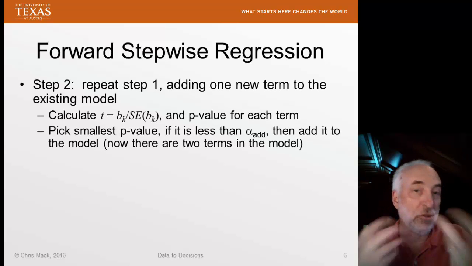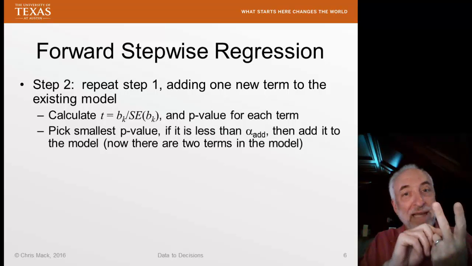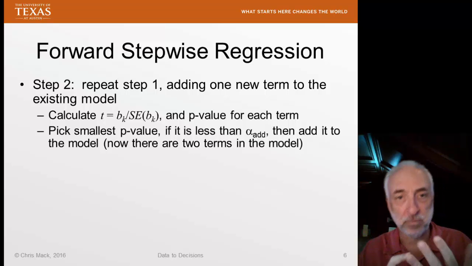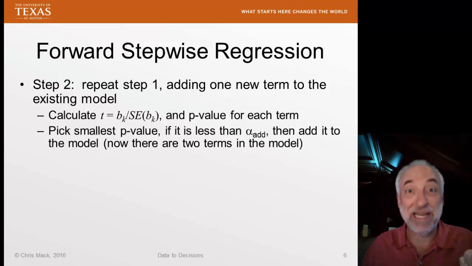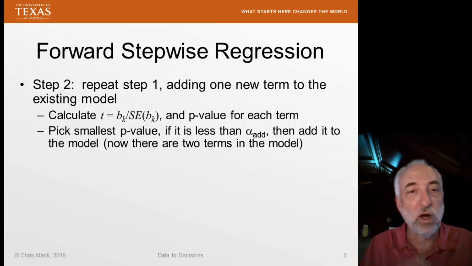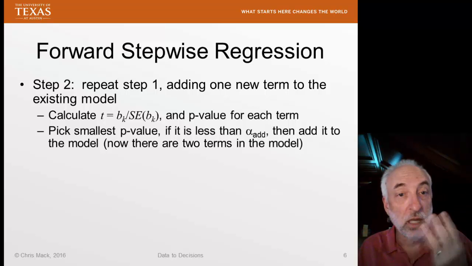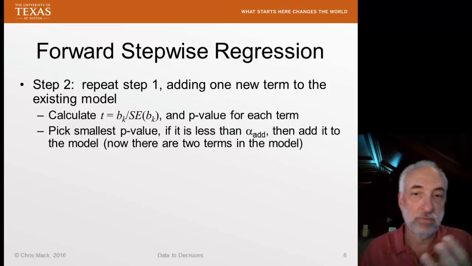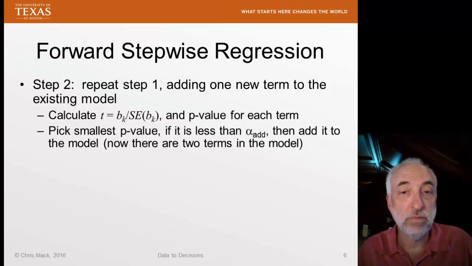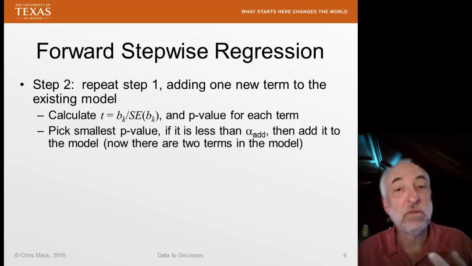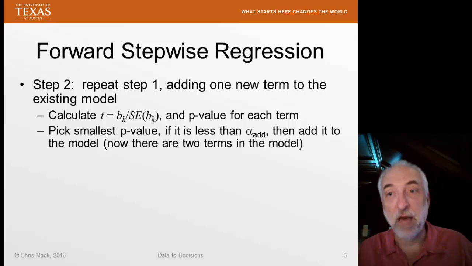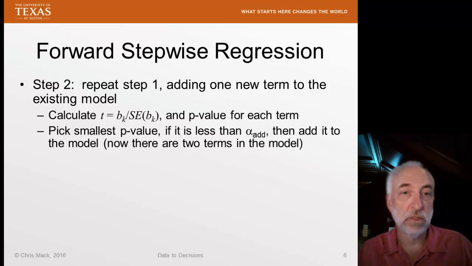So we now do it again. Got a two-parameter model, we're going to add a second variable, a third parameter. And then so now we have maybe 19 left, right, in my example. So we go through and we want to just add one and check that three-parameter model and look at the t-value of that term. We do that with every possible combination, and we find the value with the smallest p-value for that term. And if it's less than alpha add, we add it to the model.